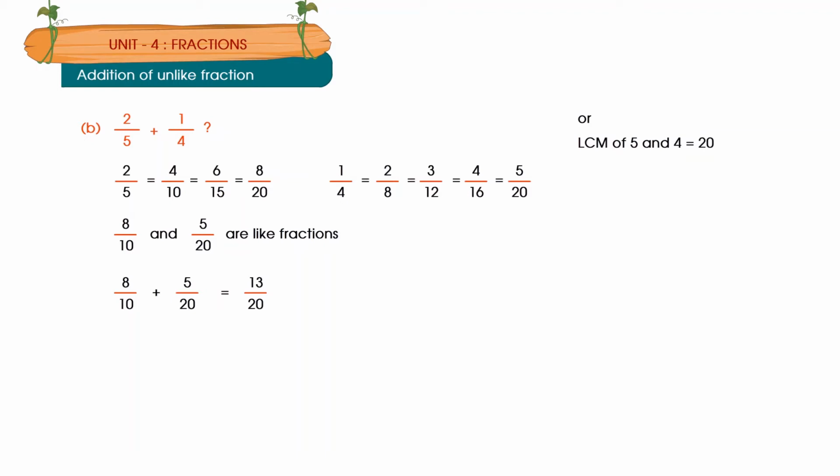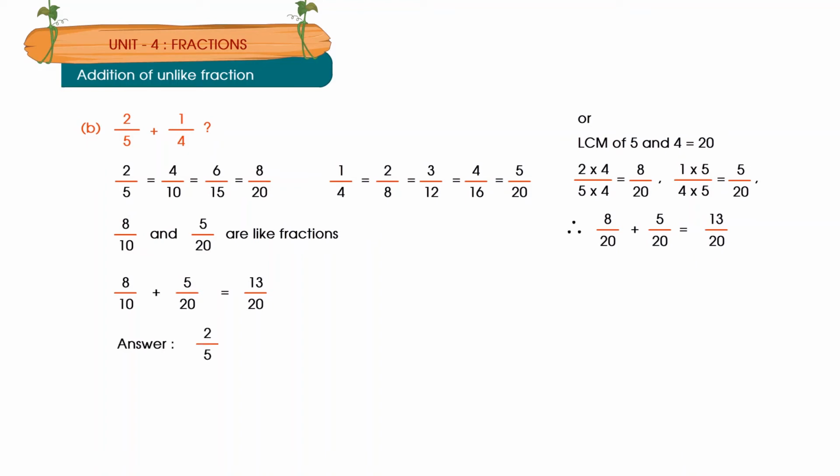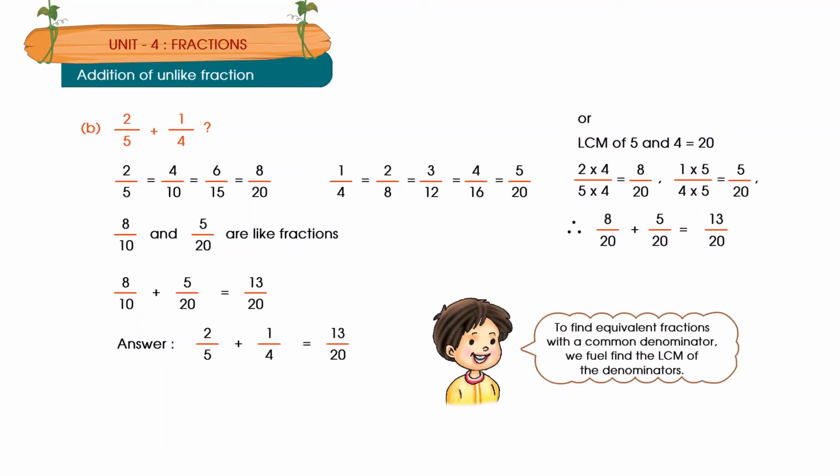LCM of 5 and 4 is equal to 20. 2 × 4 over 5 × 4 is equal to 8/20. 1 × 5 over 4 × 5 is equal to 5/20. Therefore, 8/20 plus 5/20 is equal to 13/20. Answer: 2/5 plus 1/4 is equal to 13/20. To find equivalent fractions with a common denominator, we first find the LCM of the denominators.